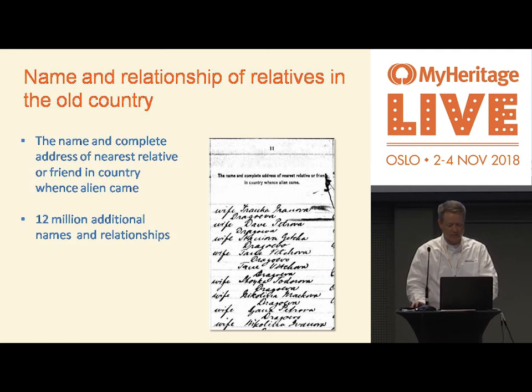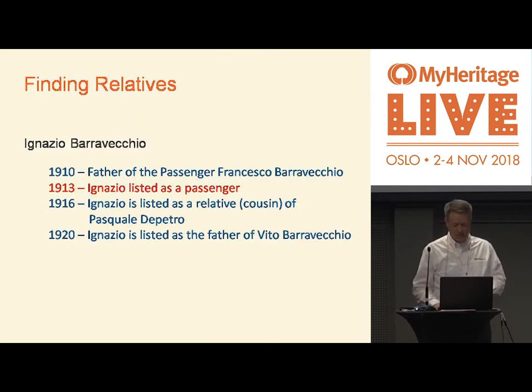And so what's happening here is he's being listed as the relative in the country where his children are immigrating, and then he himself is actually a passenger in one of these. And I think my next slide here shows this example. So in 1910, he's listed as the father of one Francesco Beravecchio. In 1913, he himself immigrates.